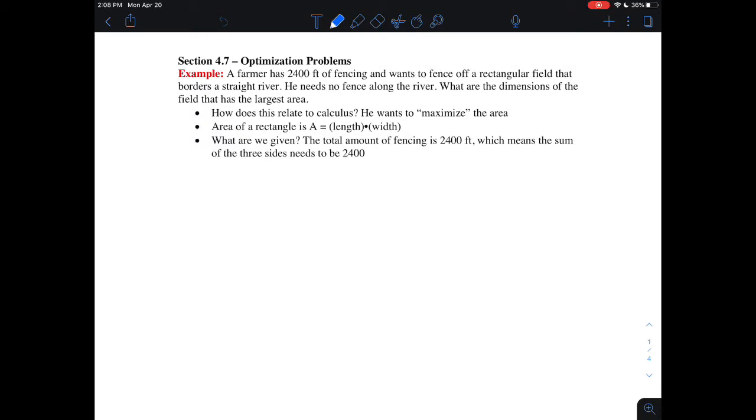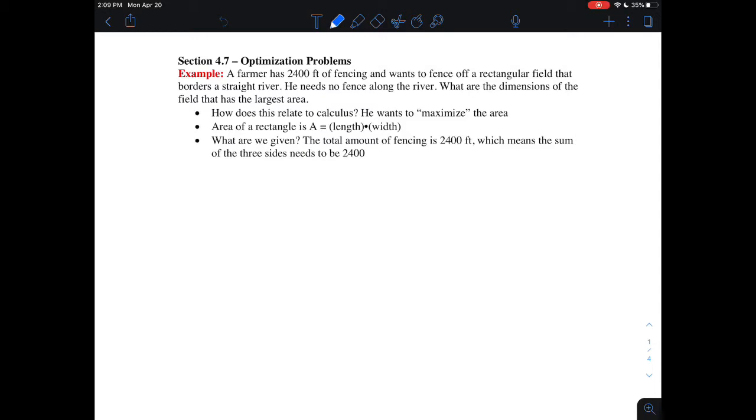So first example, a farmer has 2,400 feet of fencing and wants to fence off a rectangular field that borders a straight river. He needs no fence along the river. What are the dimensions of the field that has the largest area?